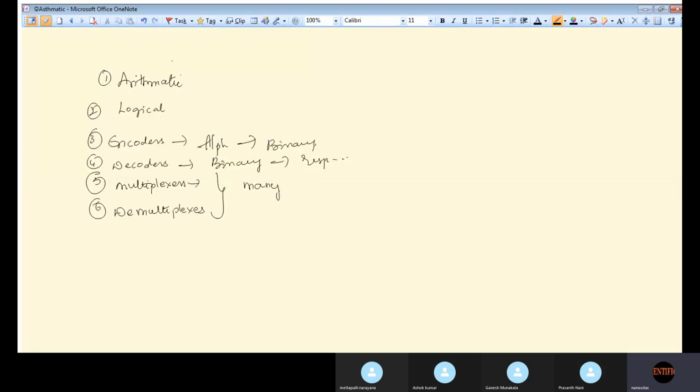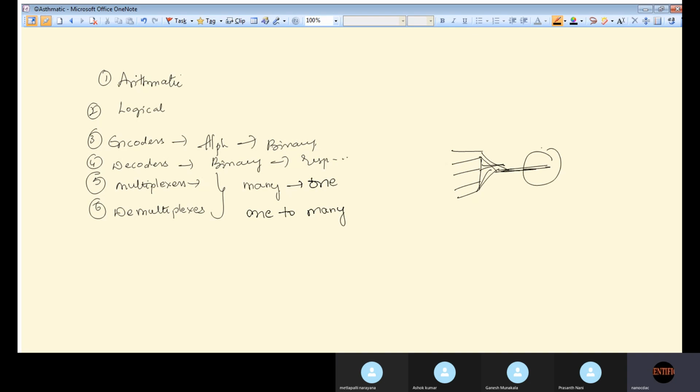You can see multiplexers: many inputs and a single output, many to one. Demultiplexers are one to many. Okay, so if we have, see, all these wires are there. Okay, these are connected to a single bus line. All these wires are connected to a single bus line.